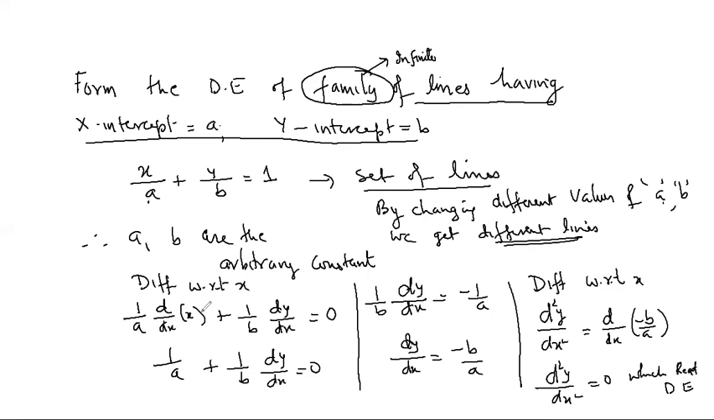Can you explain this geometrically? In a line, what is constant? Slope. Slope is constant. So if you differentiate slope, what will happen? The rate of change of slope will become 0. So for any family of lines, you will always find the second derivative is 0, and that will give me the differential equation of it. Okay? Now write the next question.